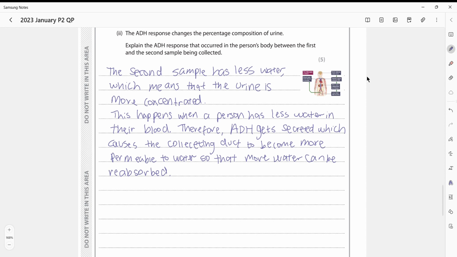Whew, that's a long answer. Let's go through the marks. So 1 mark for the second sample has less water, another mark for urine is more concentrated, a third mark for person has less water in their blood, a fourth mark is ADH gets secreted or gets produced. So that's 1, 2, 3, 4. Fifth mark would be becomes more permeable to water, or collecting duct becomes more permeable to water. And then sixth mark is more water can be reabsorbed.